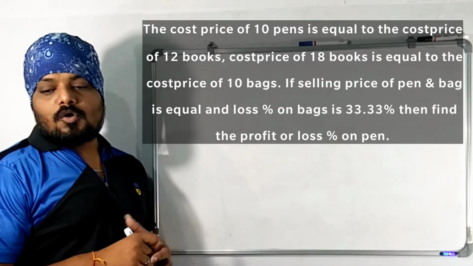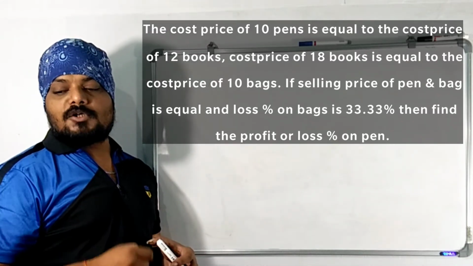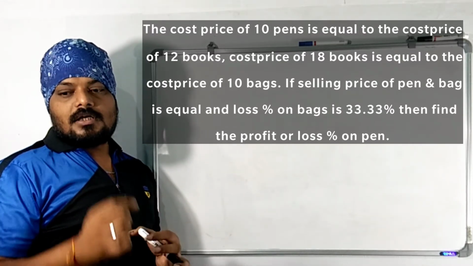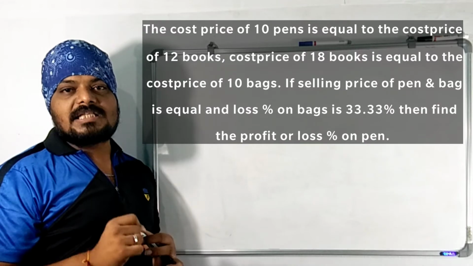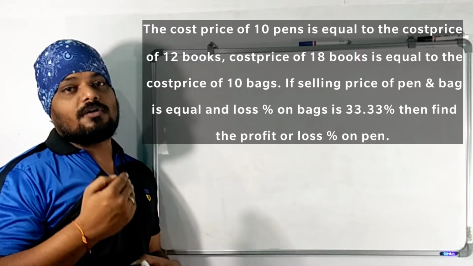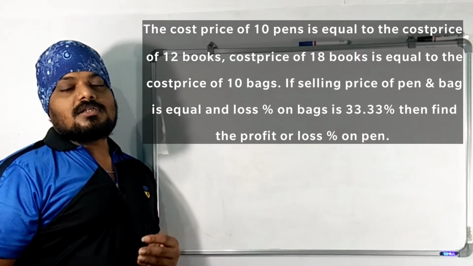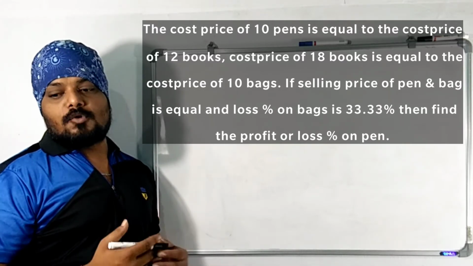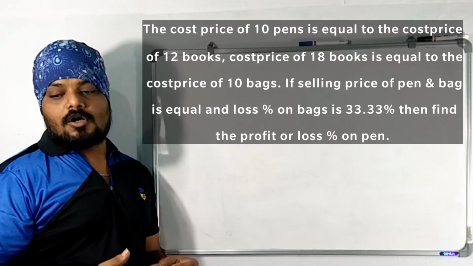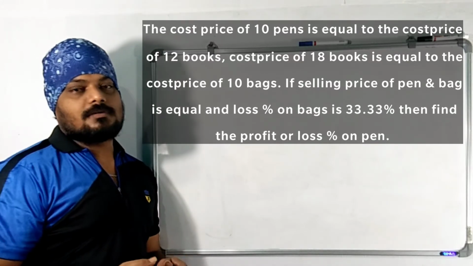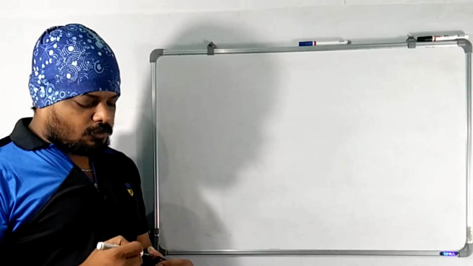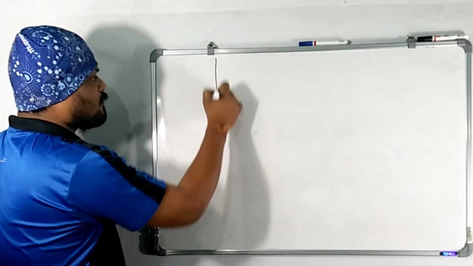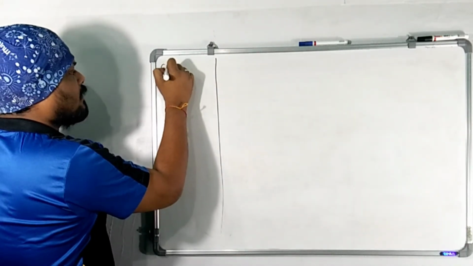The question is: the cost price of 10 pens is equal to the cost price of 12 books. That is the first condition. The next condition is the cost price of 18 books is equal to the cost price of 10 bags. Let us try to solve this question up to this condition, the first two conditions.